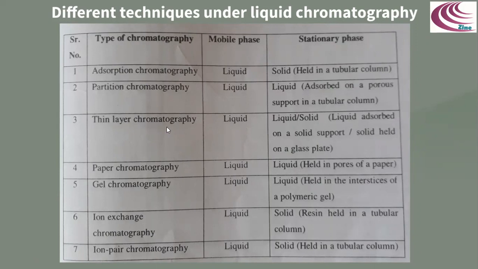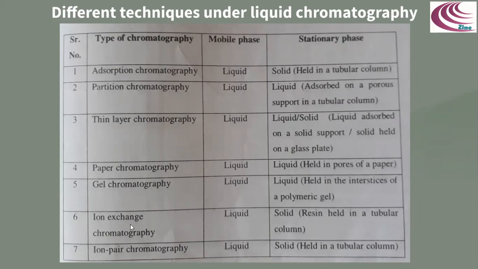In thin layer chromatography, we have already seen the mobile phase is liquid, and the stationary phase is either liquid or solid, that is, liquid adsorbed on a solid support or solid held on a glass plate. Paper chromatography, as we discussed, the mobile phase is liquid and the stationary phase is liquid held in pores of paper. Gel chromatography, again the mobile phase is liquid, and here the stationary phase is liquid held in the interstices of a polymeric gel.